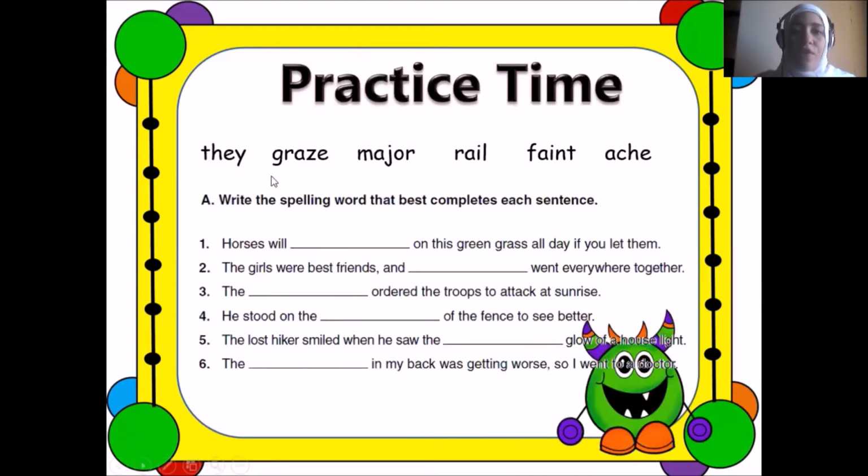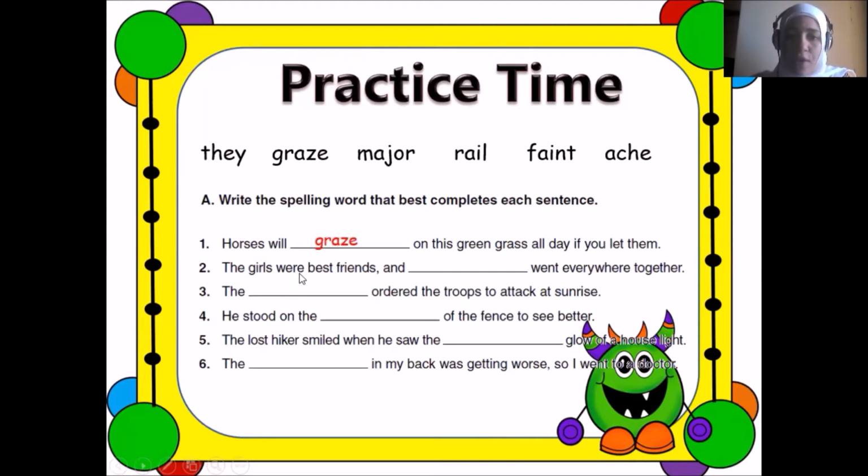Let's practice. Let's use these words to fill in the blanks. Write the spelling word that best completes each sentence. Let's first read the words. We have they, graze, major, rail, faint, ache. Horses will blank on this green grass all day if you let them. What would horses do on the grass? Graze. The horses will graze.